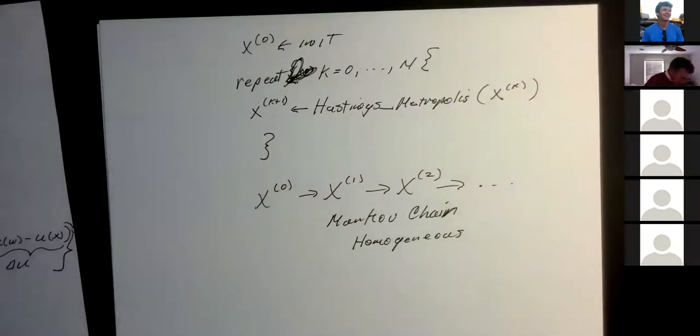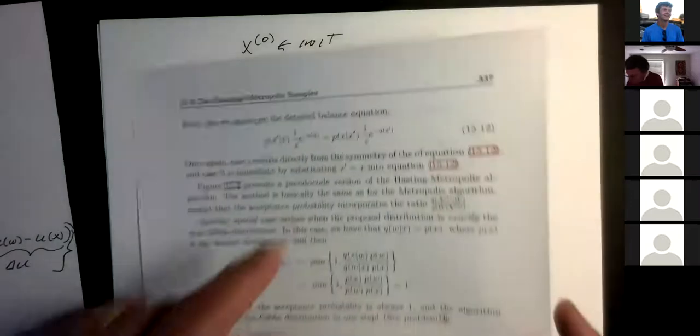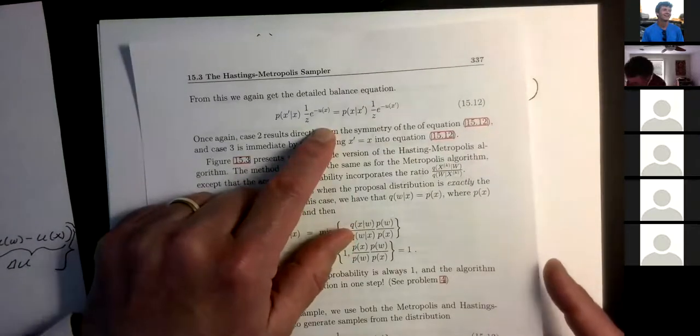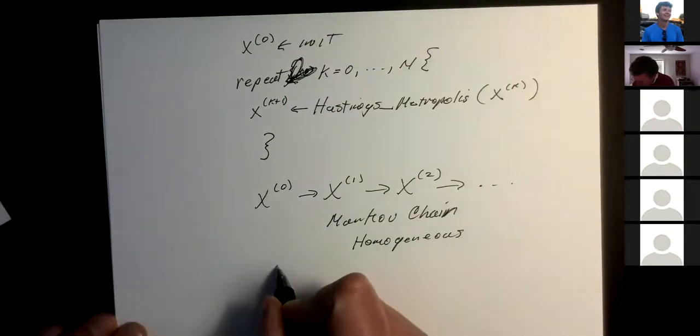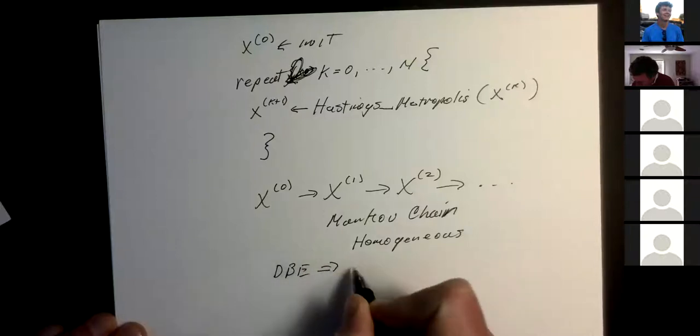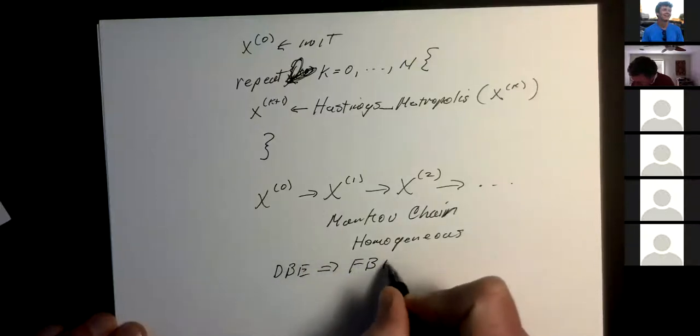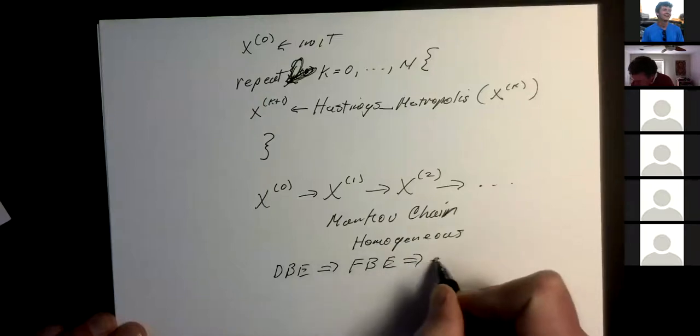And the proof is a little bit technical because there's some special cases you have to take care of and make sure they're done right. But in the end, you get that the detailed balance equations hold. So since the detailed balance equations hold, that implies that the full balance equations hold, which implies that it's ergodic.